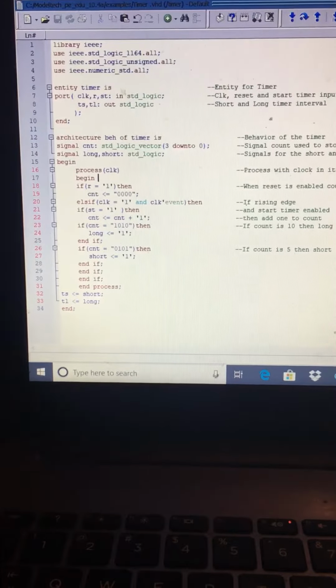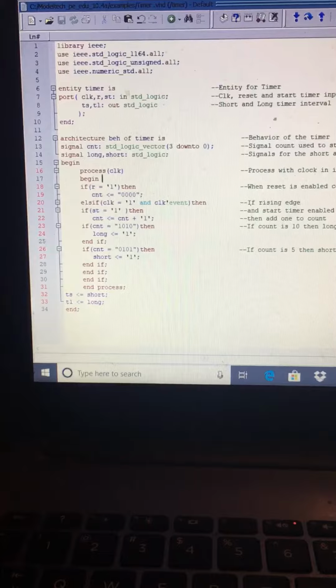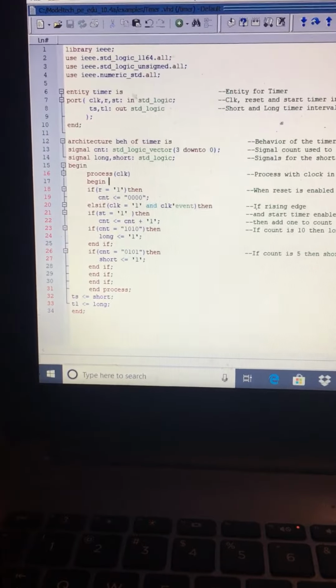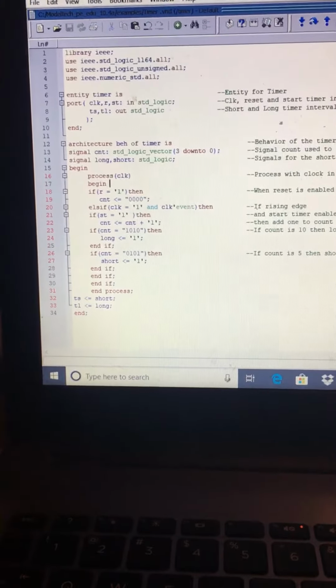This is ECEN 424 Section 1. This is Project 1. I have the traffic light controller. Right here is the code for the timer.